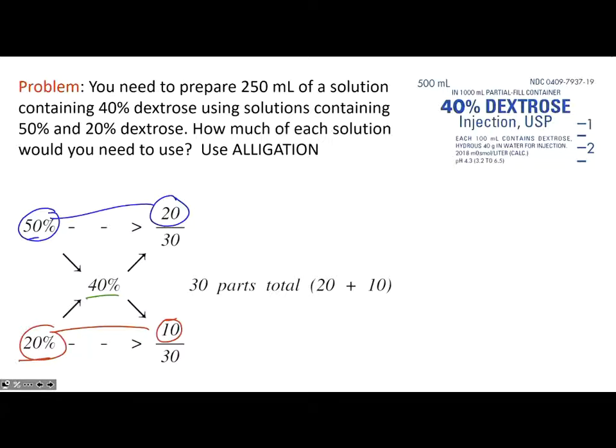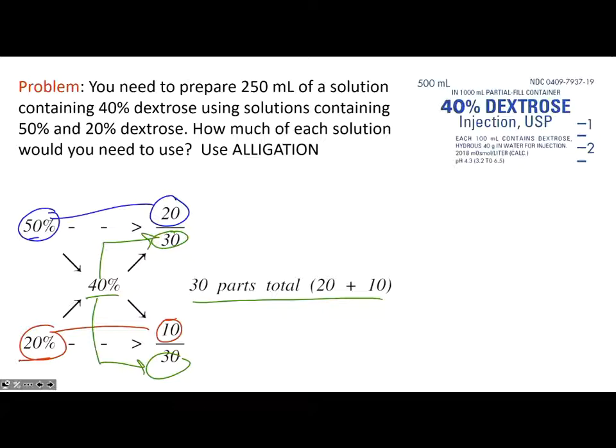And again, the total number of parts, which you have to add together, I kind of skipped that step, but remember, if you add 20 plus 10 together, you get 30. So the 30 parts represents the total that we're trying to compound, which is the 40%. Can you get to that pretty quickly? Now, the question is, where do we go from here?